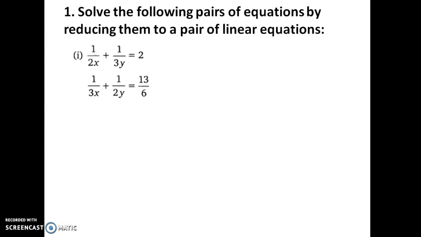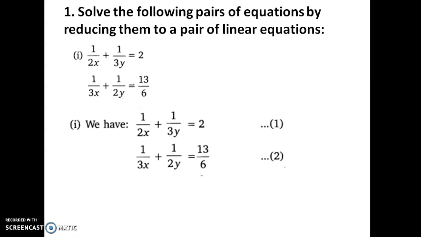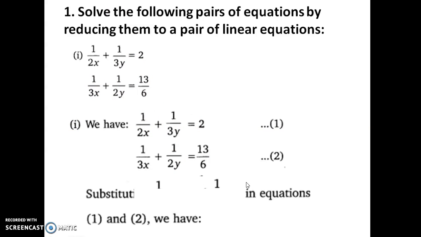First problem: solve the following pairs of equations by reducing them to a pair of linear equations. So these are the two given equations. Now we have to bring them to a pair of linear equations. How to do it? Let us name the first equation and second equation as 1 and 2. Then substitute 1 by x equal to u and 1 by y equal to v in equations 1 and 2.